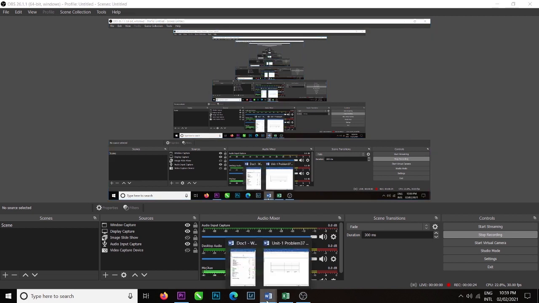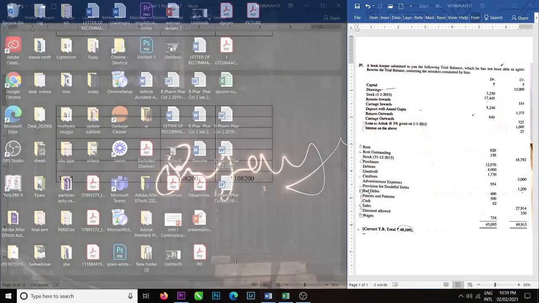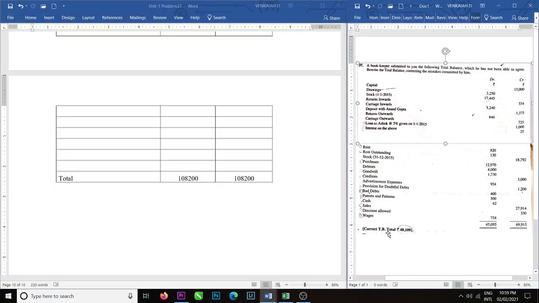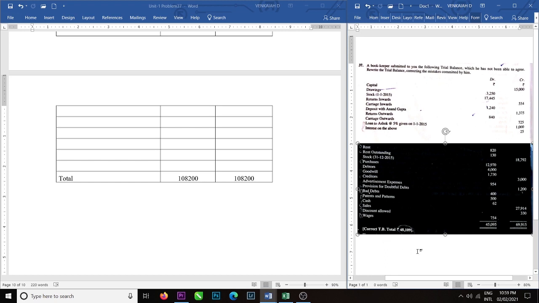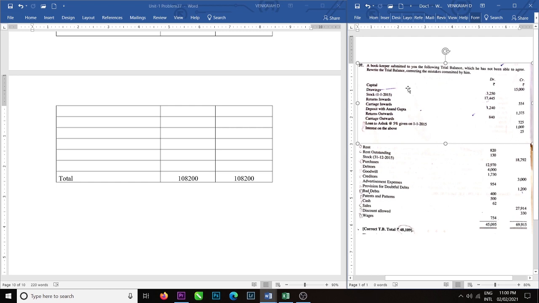We are understanding the preparation of trial balance. In this problem, he gave all balances. We have to write all the assets on the debit side, all the expenses on the debit side, all incomes on the credit side, all losses on the debit side, all gains on the credit side, liabilities and capital on the credit side.